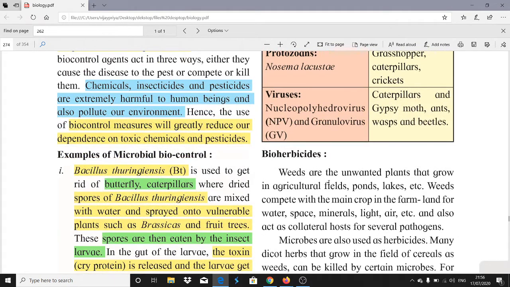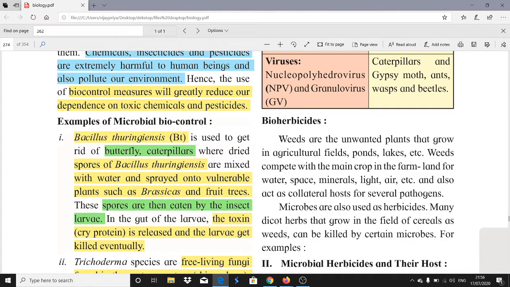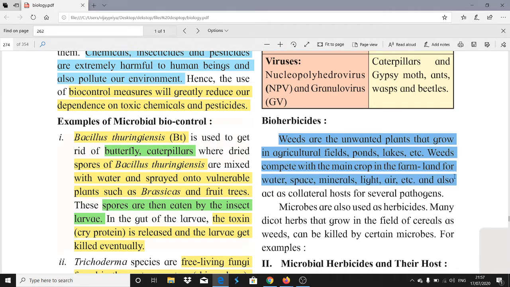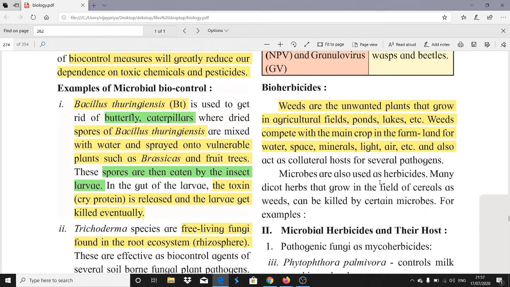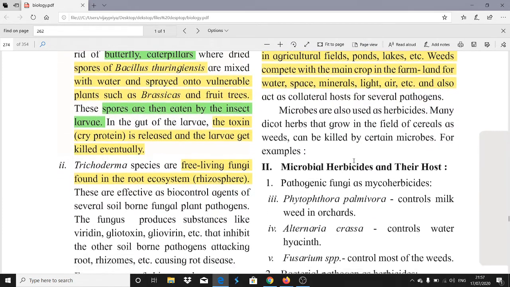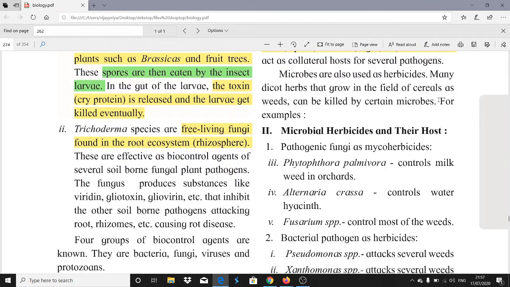Okay, so bioherbicides, now what are they? Weeds are unwanted plants that grow in agricultural fields, ponds, lakes, etc. These weeds compete with the main crop in the farmland for water, space, minerals, light, air, etc. and also act as collateral hosts for several pathogens. So we don't want such weeds. To remove them, microbes are also used as herbicides. Many dicots that grow in the field of cereals, as well as weeds, can be killed by certain microbes.